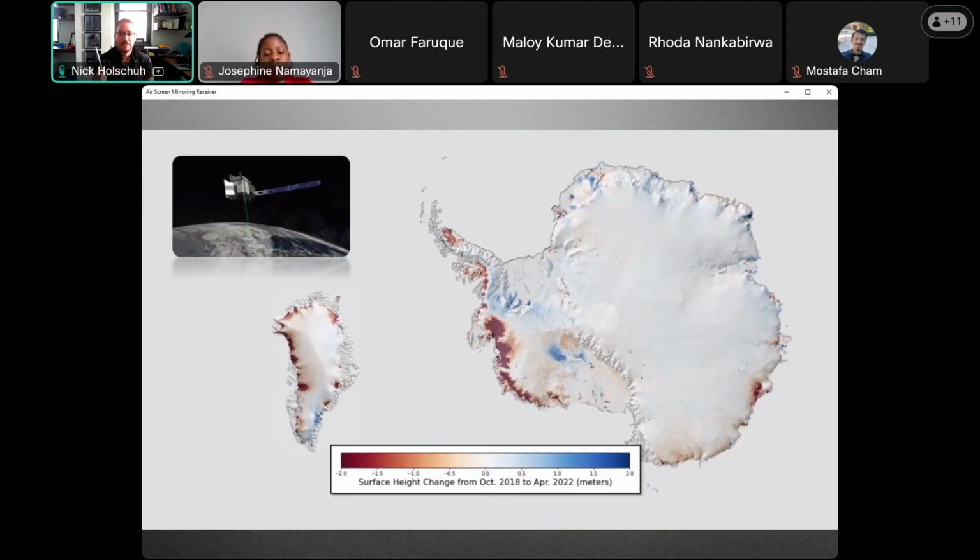This map is from the laser altimeter, ICESat-2. Areas in red are places where the surface is lowering. Areas in blue are places where the surface is moving up. Again, we see that same pattern. The surface is melting and lowering around the margins of Greenland, where surface mass balance dominates, and in West Antarctica, where this warm circumpolar deep water dominates.